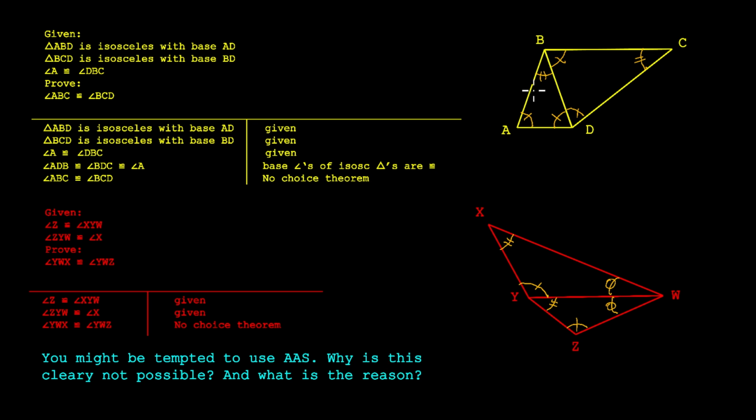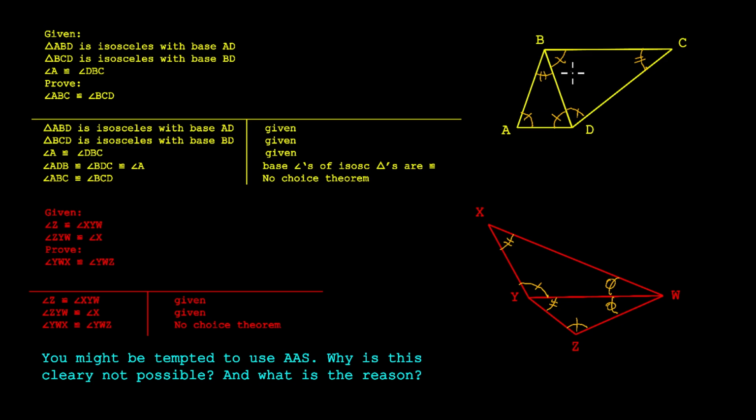It is clearly not possible because triangle ABD is clearly not congruent to triangle BCD. And down here in the red, triangle YWZ is clearly not congruent to triangle XWY right there. Next, what is the reason? So the reason you might be tempted to use AAS is because we have all congruent angles up here and we have all congruent angles down here, and we have what appears to be a reflexive side there and down here right there. It appears that we do, but we do not.